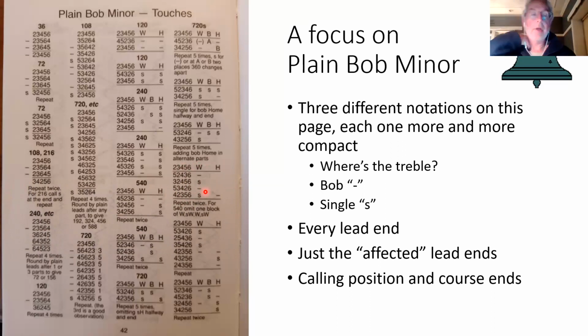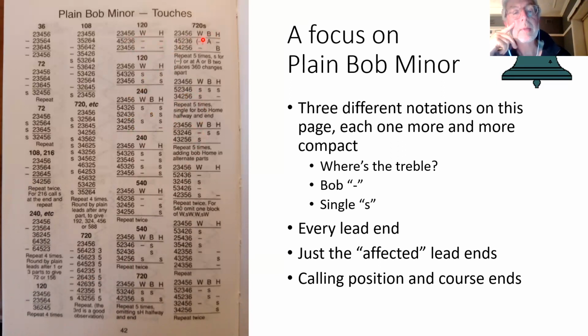So just to summarize, you've got 3 different notation styles here. You've got the notation which is lead, lead, lead, every lead. And then there's another style down here, which is not every lead, it's just the affected leads. And this very standard notation that you will see again and again, especially on numbers above 6 bells, is just the calling position and the course end. And that's all it's going to give you.